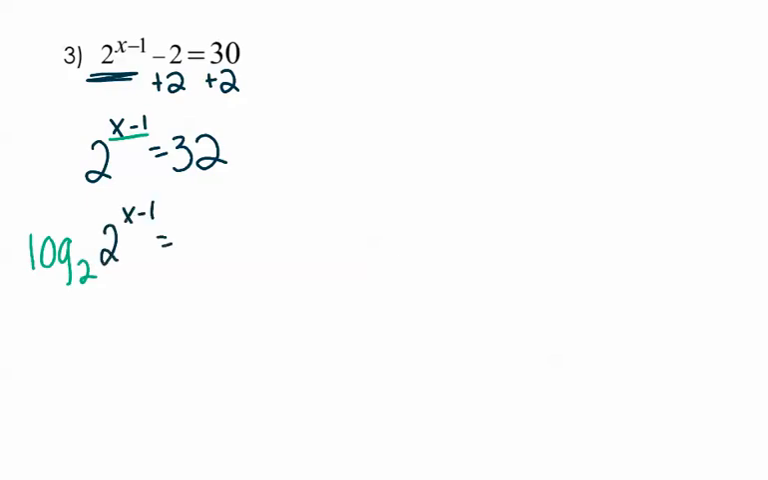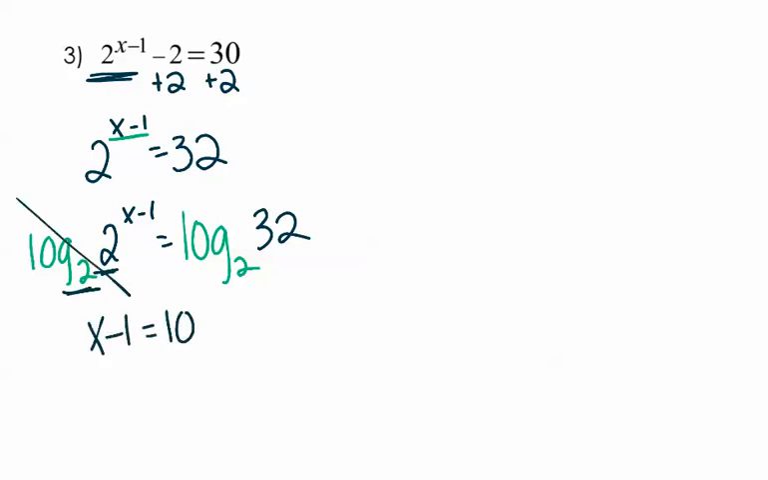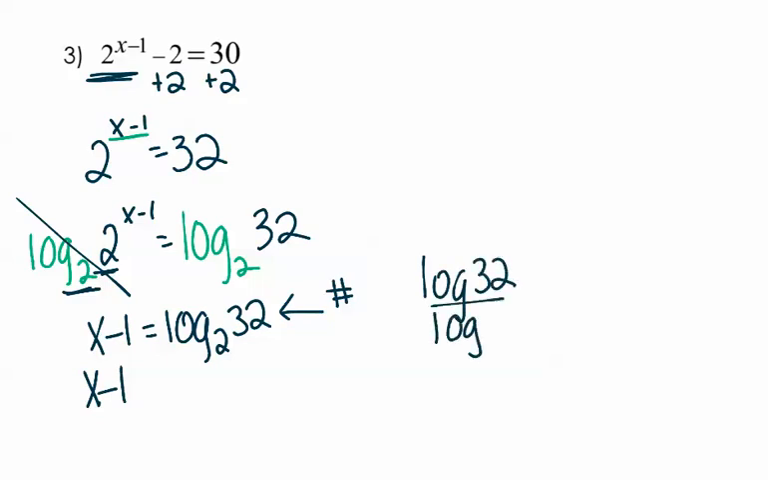And whatever you do to one side of the equation, you have to do to the other. So log base 2 over here of 32. The reason why I'm doing that is because now I have the same base here. Those are going to cancel out, and I'm going to be left with x minus 1 equals log base 2 of 32. This is a number. You should type that in your calculator. So you're going to type in your calculator log of 32 divided by log of 2. When you type that in your calculator, you should get 5. So add 1 to each side, and now we know x equals 6.